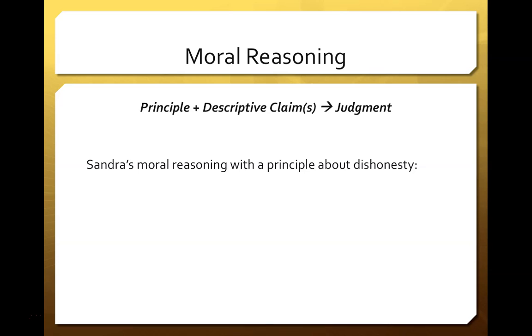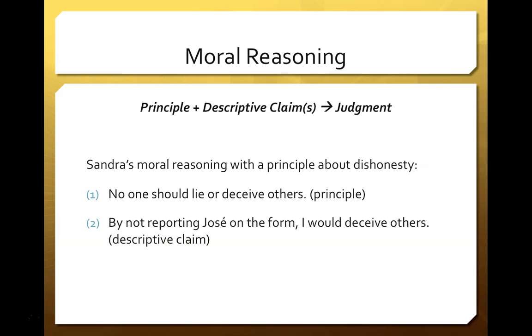Then on the other side of the conflict, we can see Sandra's moral reasoning when she starts with a principle about dishonesty. Remember, we're going to begin with a principle, then a descriptive claim, and then end up with a moral judgment. So, the principle: no one should lie or deceive others. And then the descriptive claim: by not reporting Jose on the form, I would be deceiving others. And so we end with the moral judgment: thus, I ought to report Jose.